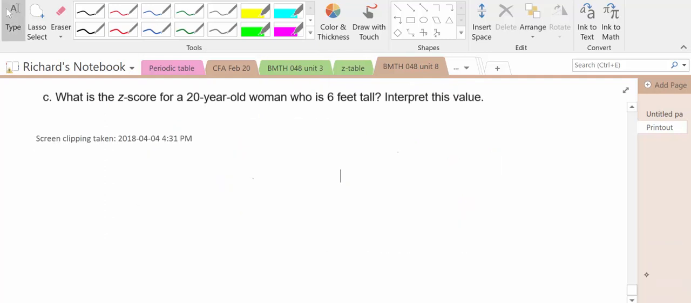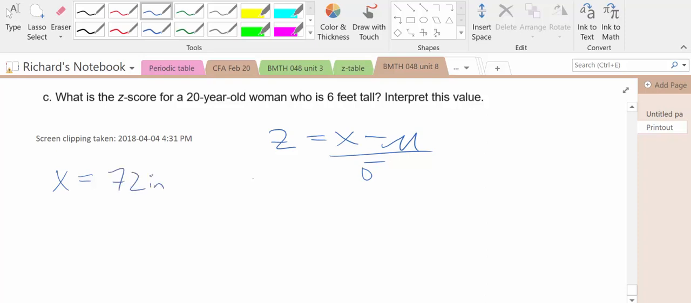What is the Z-score for a 20-year-old woman who is 6 feet tall? And interpret this value. So in order to calculate the Z-score, we need to have the formula, which is Z equals the value minus the mean divided by the standard deviation. Okay, so I've got to pick some information out here. So X is the value, so 6 feet. X equals 6 feet. Well, there's 12 inches in a foot. So 6 feet is 6 times 12, which is 72 inches.